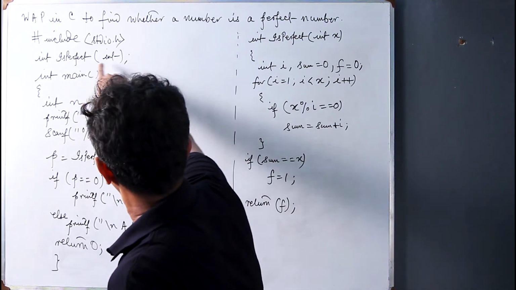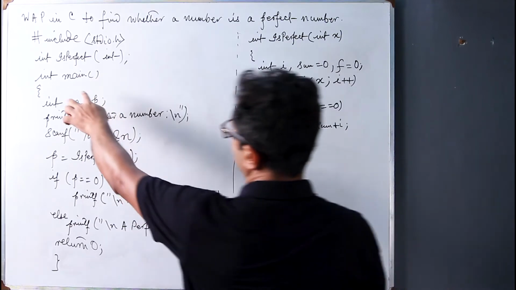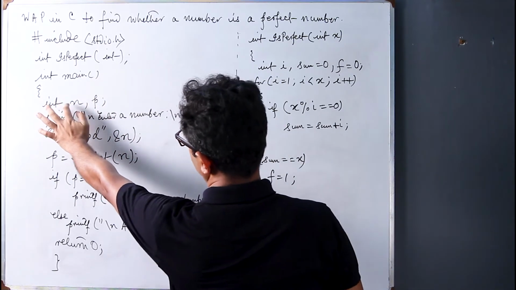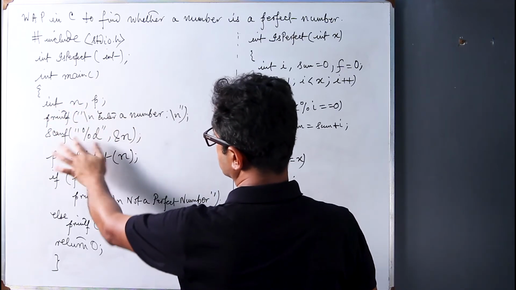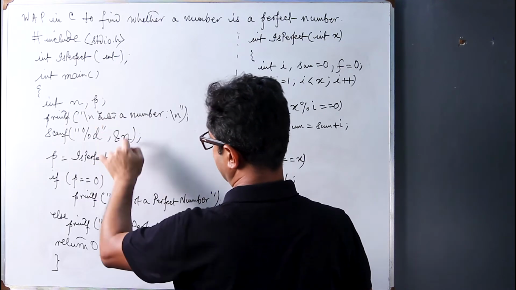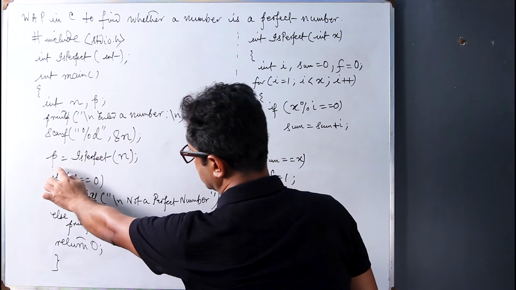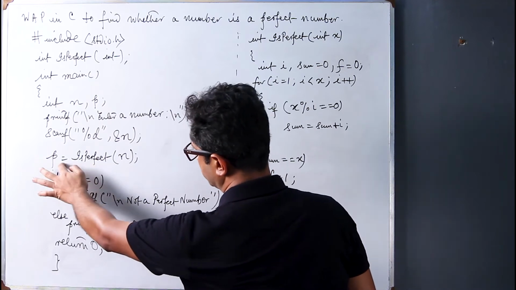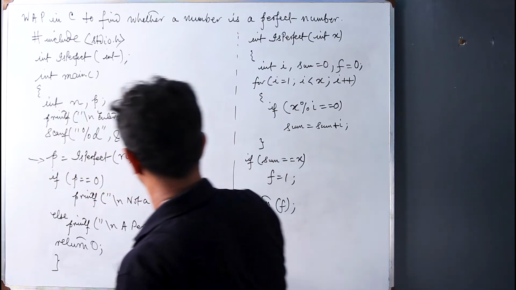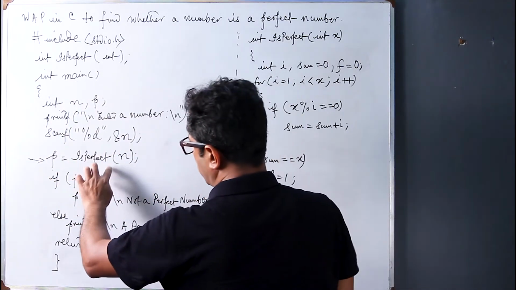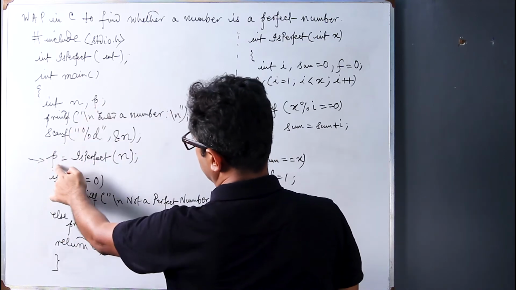Int is perfect. Int is the data type of the argument, then the int main section. Then we have declared 2 variables, int n and p. Printf, enter a number, the user gives a number. This number is to be tested whether it is a perfect number or not, and p is equal to is perfect. In this line we are calling the function is perfect with the actual argument n, and whatever is returned from the function will be stored in the variable p.